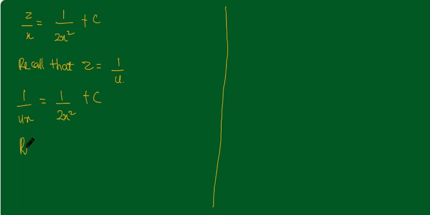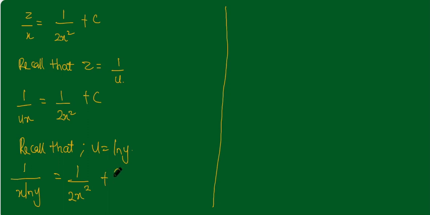And also recall that u is equal to ln y. So we have 1 divided by x ln y is equal to 1 divided by 2x squared plus c. And this is the solution of our differential equation.